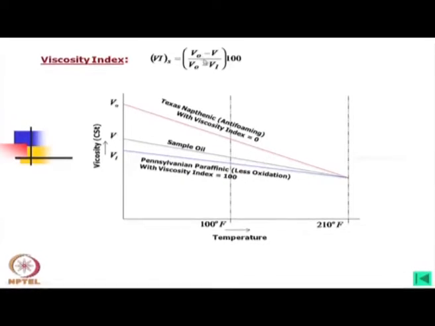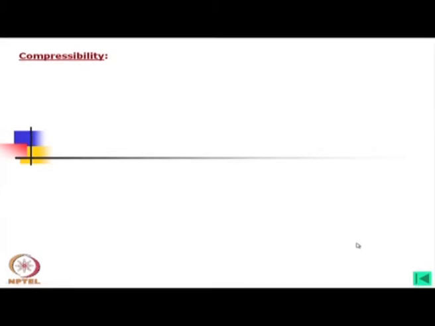So, knowing this viscosity index, we can easily calculate what will be the viscosity at a different temperature, and definitely if we need the thermal stability to be more, it should be close to the Pennsylvania paraffinic, but again this will not have the good anti-foaming property. Now, another important factor we should consider, which is called compressibility.